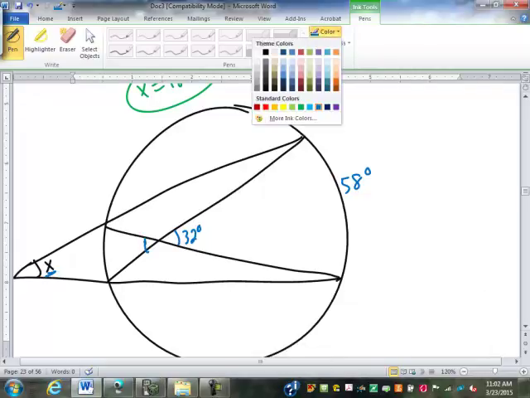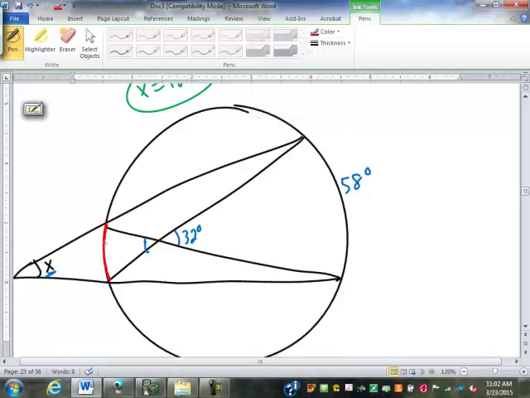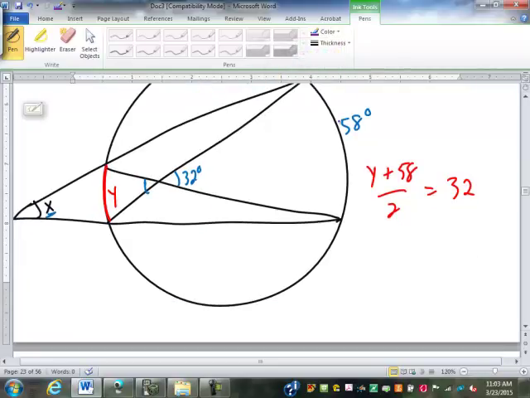So where do we start? Well, first thing we need to do is find this arc over here, and we do that by what? Let's call that Y or something. Y plus 58 divided by 2 equals 32. Then what? Times 2. Y plus 58 equals 64. And then subtract 58, Y equals 6. This is a 6-degree arc here.